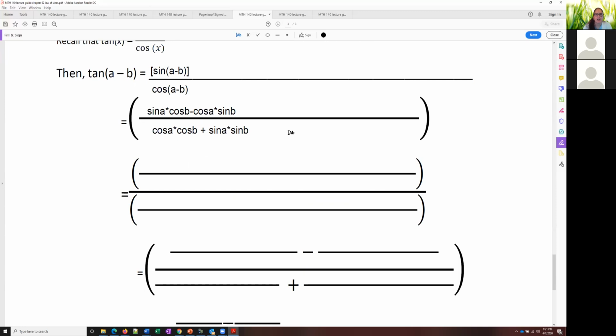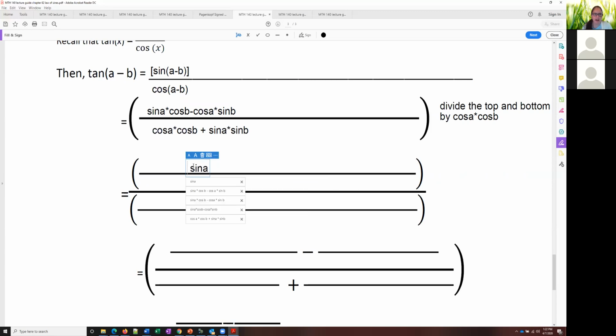Okay? So now let's see what we can do with this. What I'm going to do is take this and divide the top and bottom by the cosine of a times the cosine of b. So it's going to get even messier than it already is.